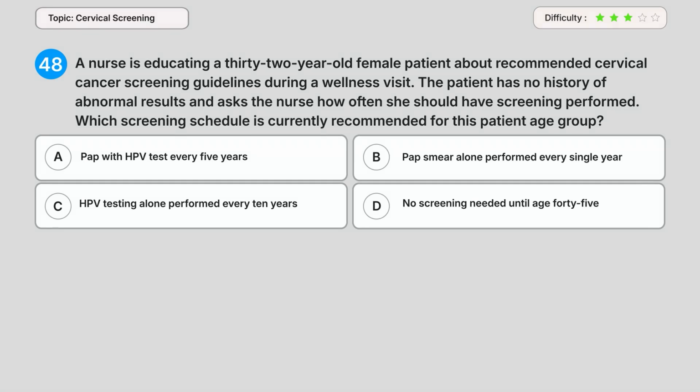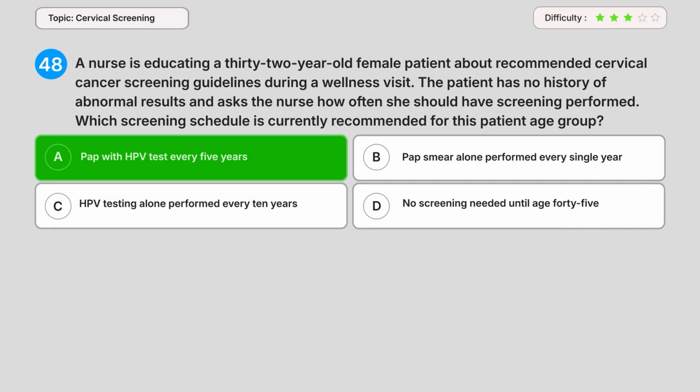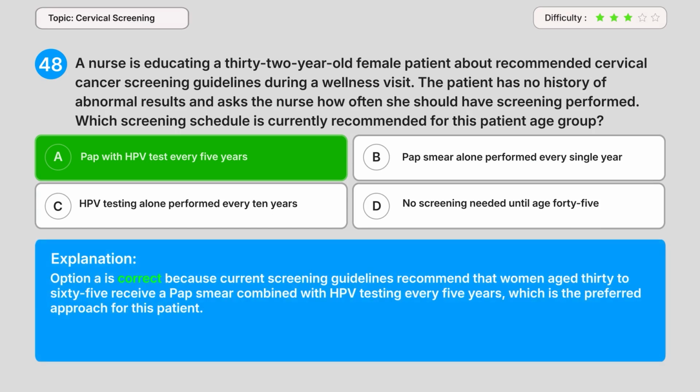Correct answer, A. Pap smear with HPV testing every 5 years. Explanation. Option A is correct because current screening guidelines recommend that women aged 30 to 65 receive a Pap smear combined with HPV testing every 5 years, which is the preferred approach for this patient.